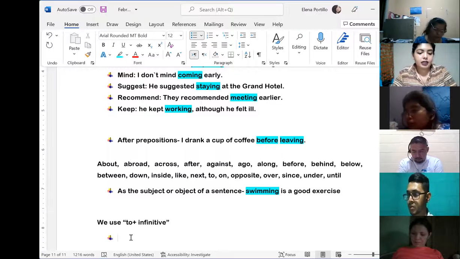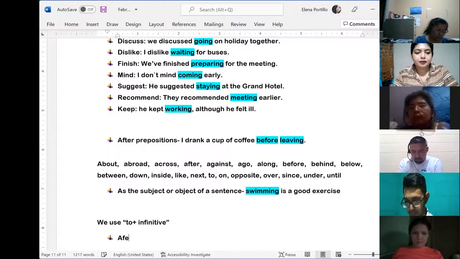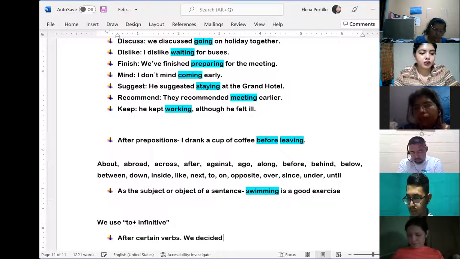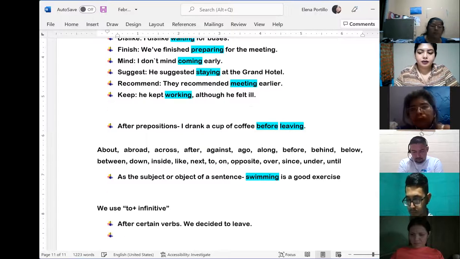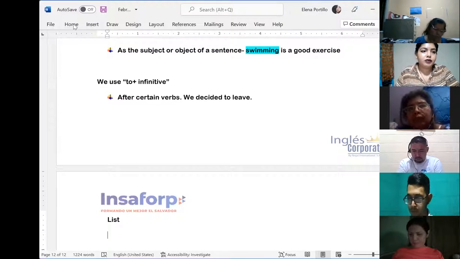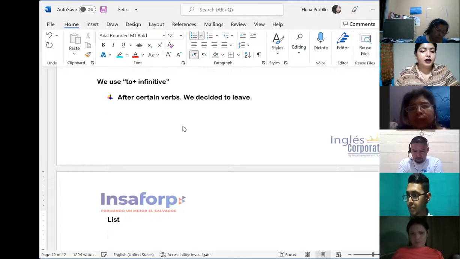And it says, after certain verbs, again, like the ing, we decided to leave. So we have a list. We are going to make a list, like in the ing form of the verb, for the example.